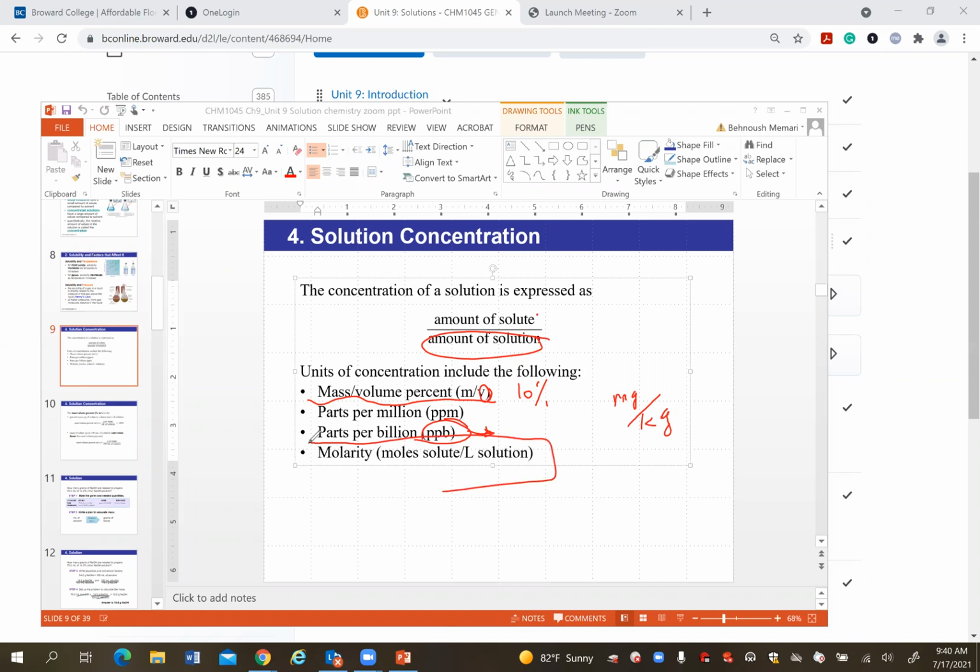Molarity is the number of moles per liter of solution. In quantitative analysis of chemical reactions, we use molarity because we need to know the number of moles. For those, we cannot use percentage. Percentage is used in the lab if you want just the approximate concentration.